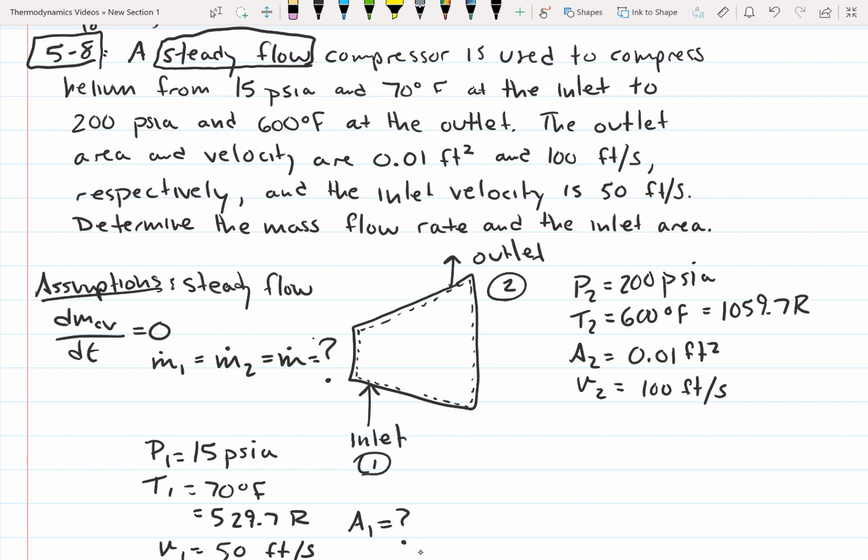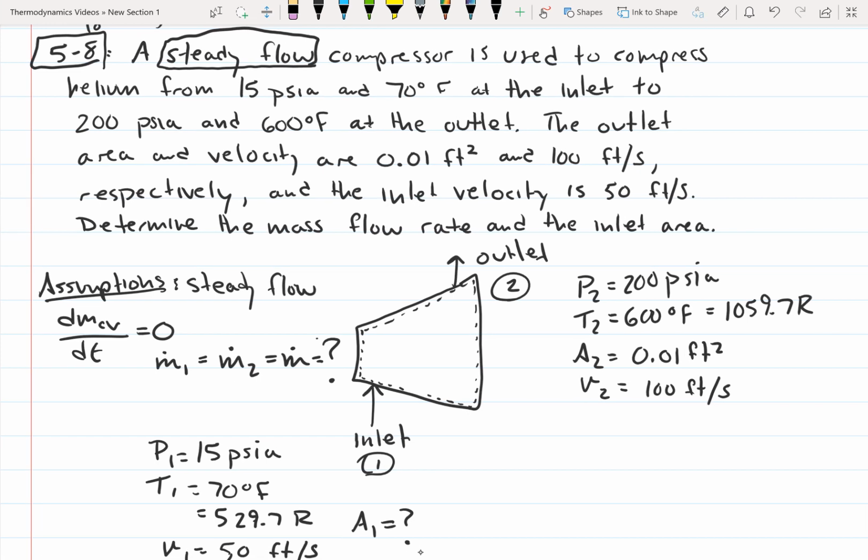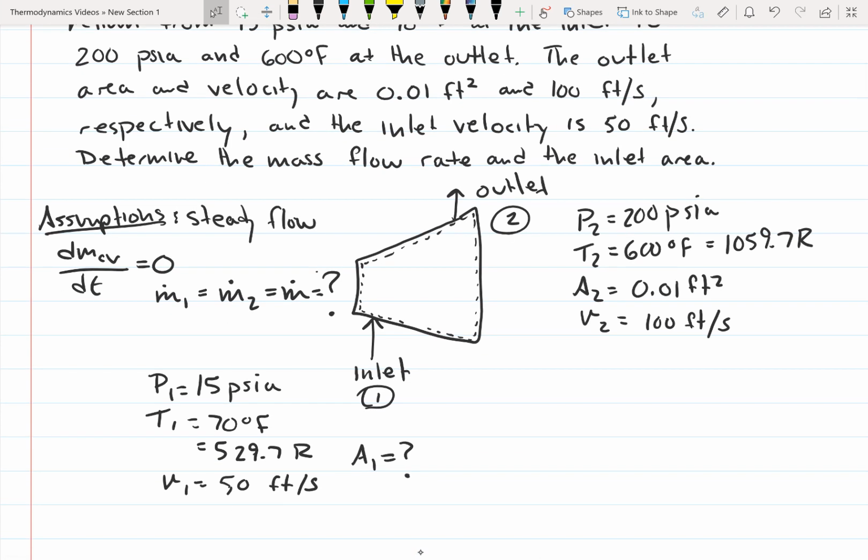So I just wanted to mention that this problem tells us that it's steady flow, but it might not always tell you, and you might need to just figure that out based on the information given in the problem.